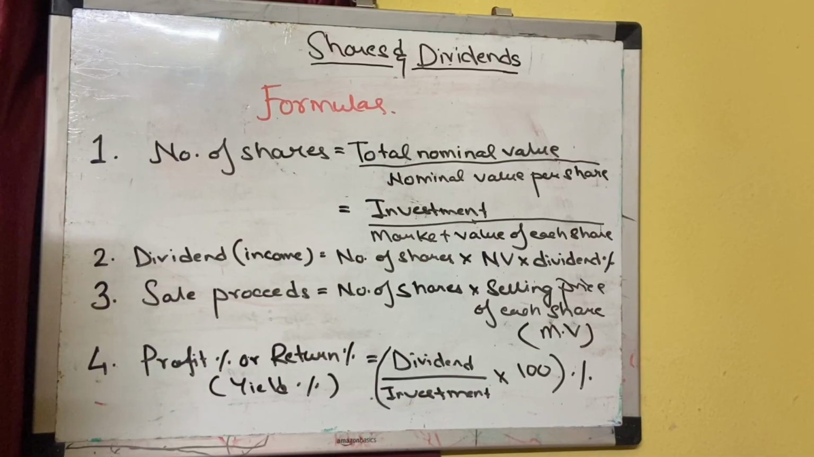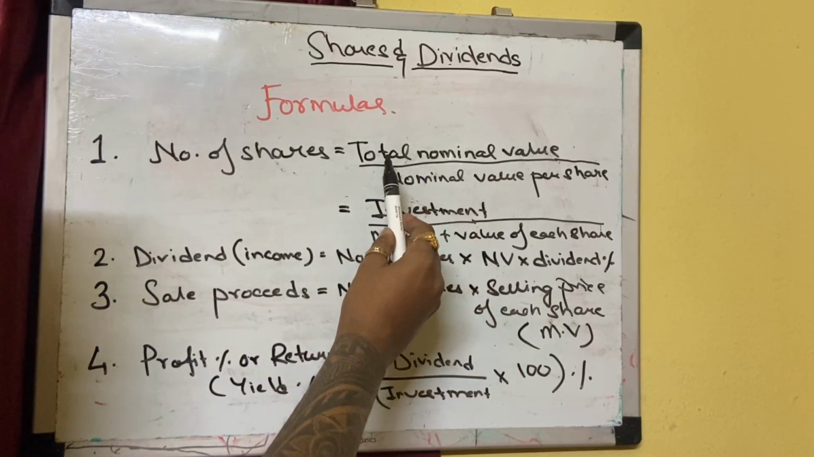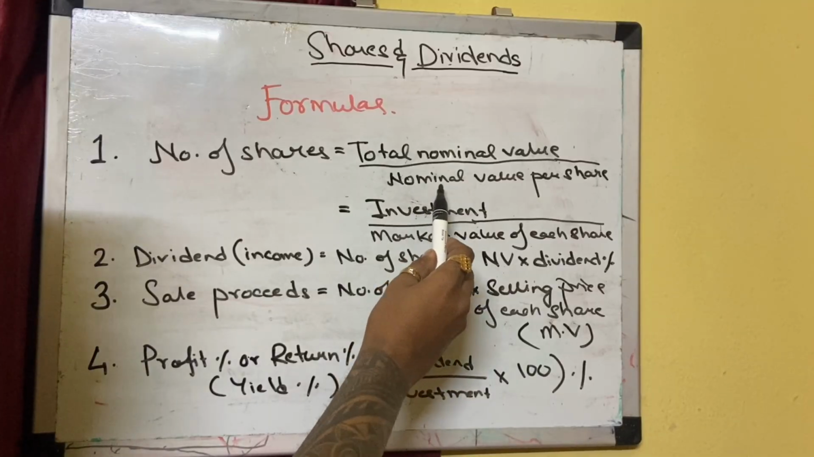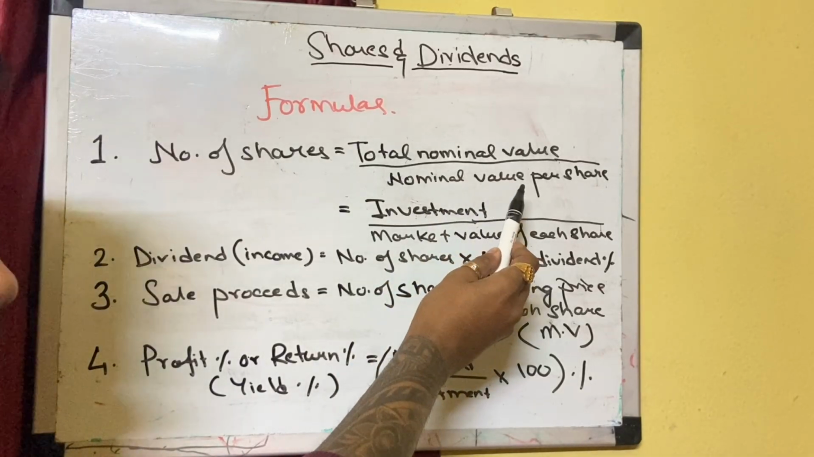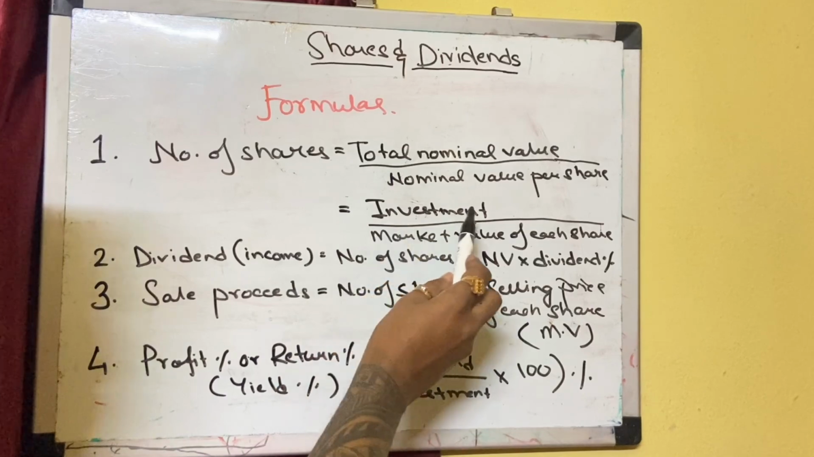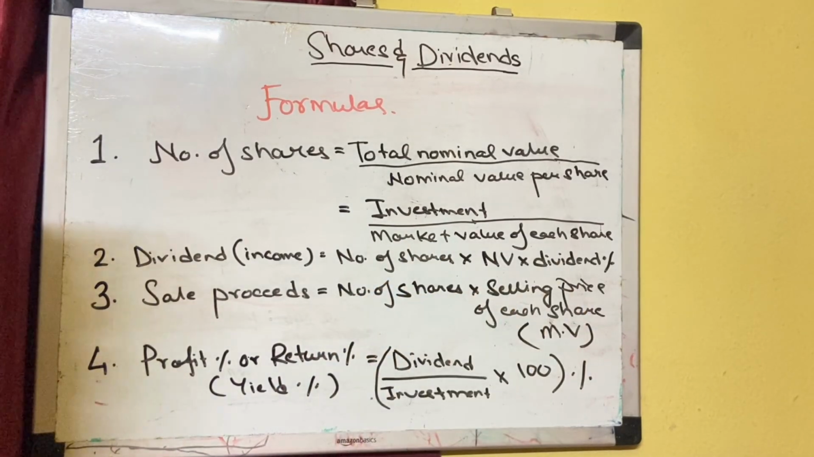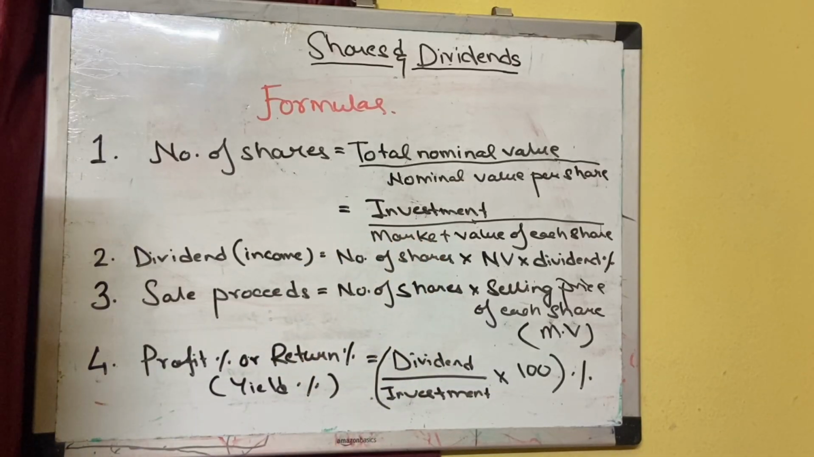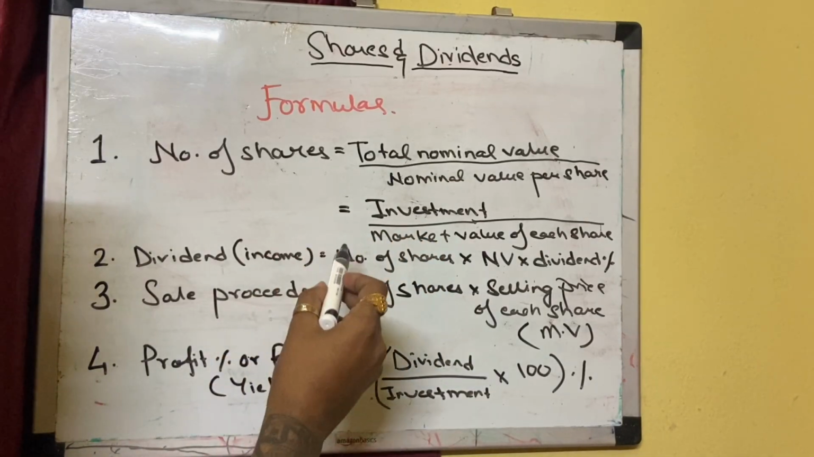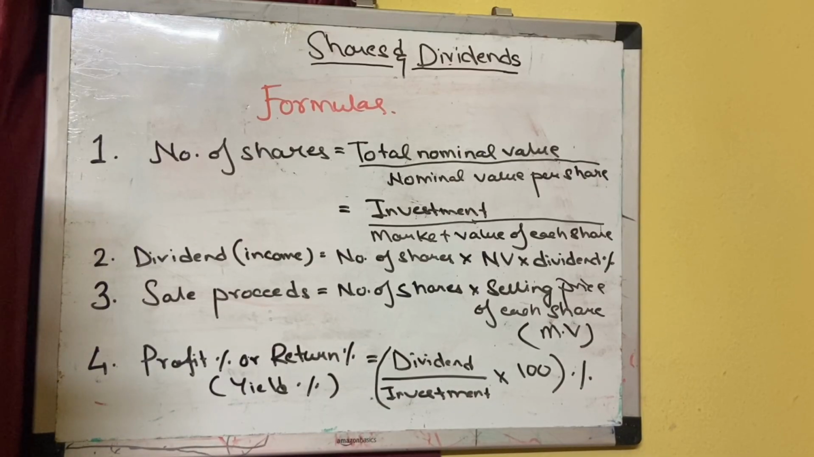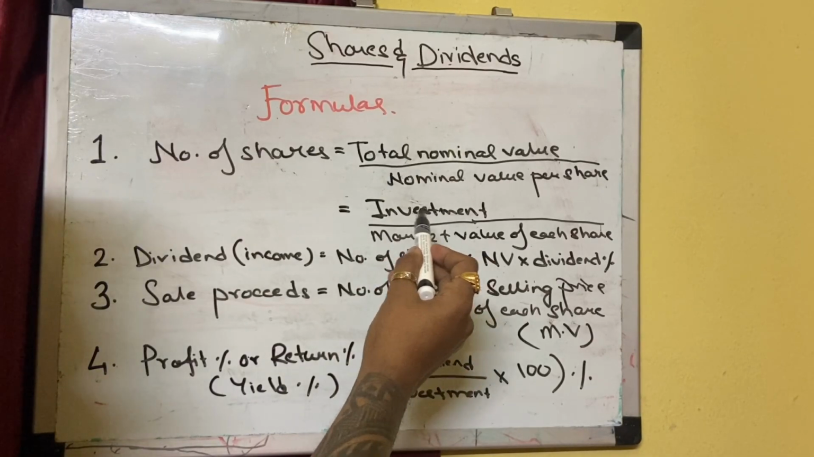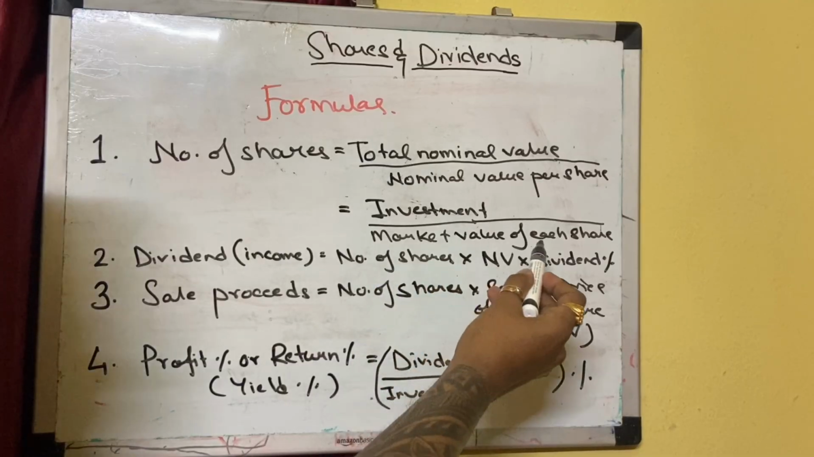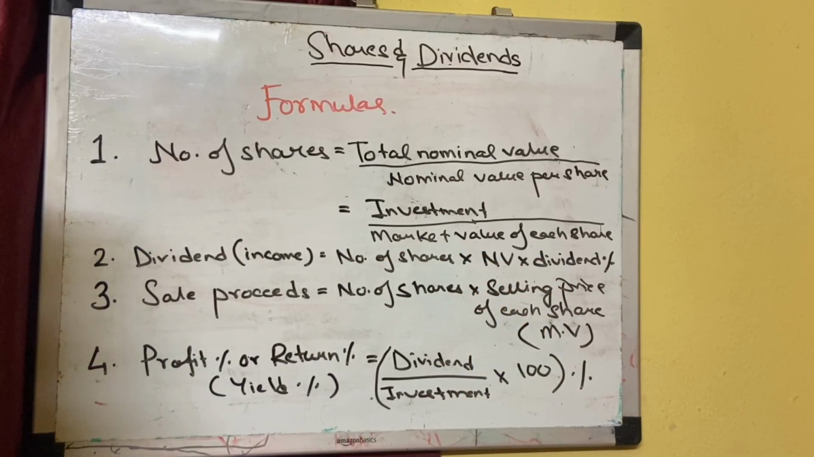To find the number of shares, we must know these two things. The first one is the total nominal value or the nominal value per share. Then comes the investment and the market value of each share. So if we know these two things, we will be able to find out the number of shares. Now, if it is given in the question that the investment is this and the market value of each share is this, so find out the number of shares.